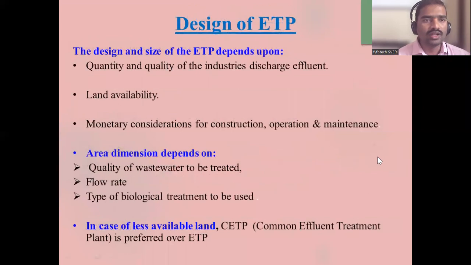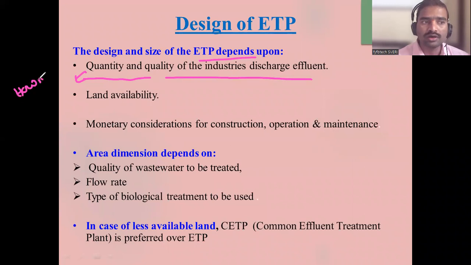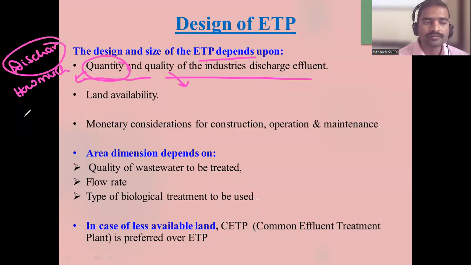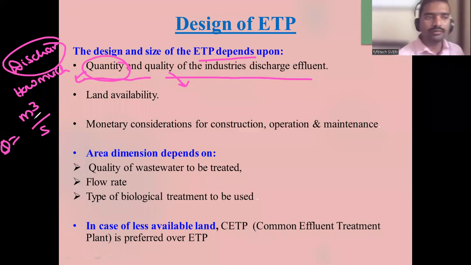Then, how to design the ETP? In the design step, the design and size of the ETP depend upon the quantity and quality of the industry discharge. Quantity means how much. Quantity depends on discharge. What is the unit of discharge? Discharge Q is equal to volume by time, that is meter cube per second. That is, how many meter cubes are discharged in one second. That is the quantity.